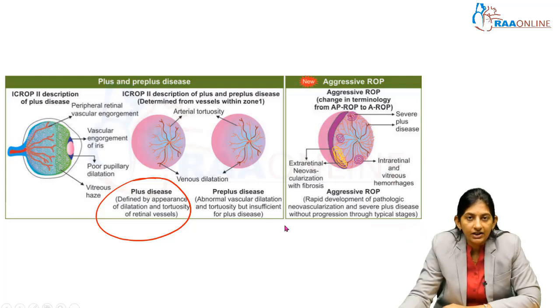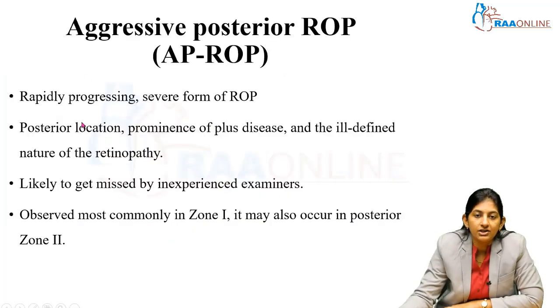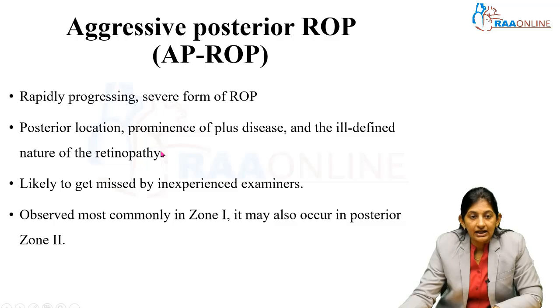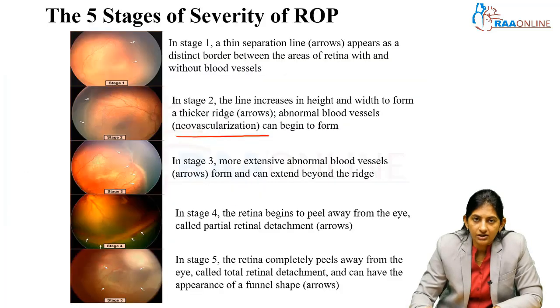A very, very experienced examiner is needed to identify it. Sometimes it is only in the posterior location, so it can be missed also. Right, so this is plus, pre-plus disease, aggressive ROP. All of you are clear with this?